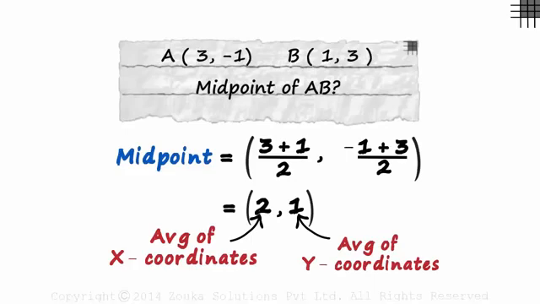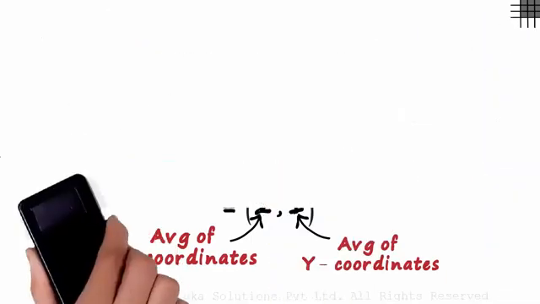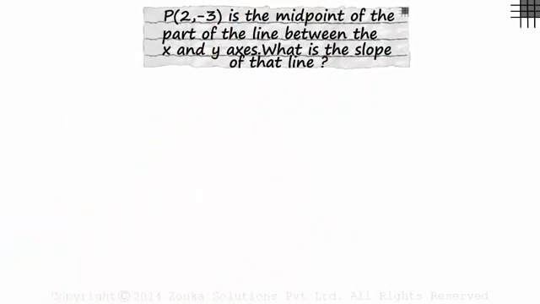But midpoint problems are not always this easy. In the next problem, we are given that P is the midpoint of the part of the line between the axes. We are given the midpoint this time, and we are asked for the slope of that line. Let me be honest, this is not very straightforward. But try finding the slope.